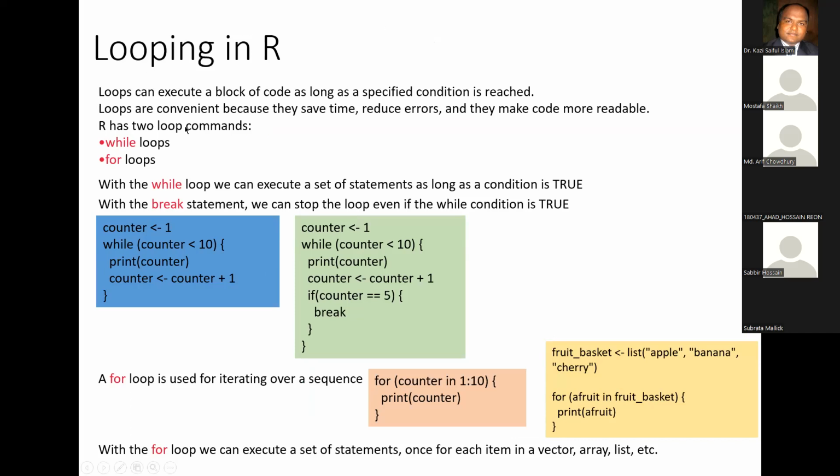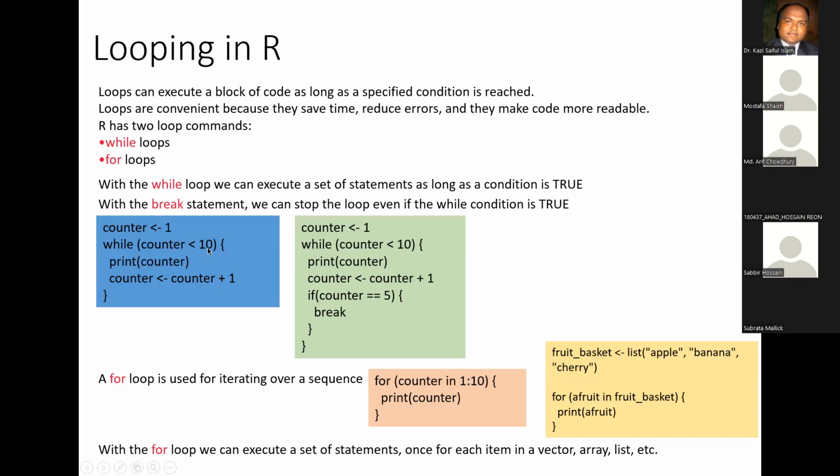There are two kinds of loop in R: while loops and for loops. A while loop example is like this one. You start with a variable like a counter, and then while counter is less than 10, you keep on doing something. There is always a condition here. This is your begin and this is your end.